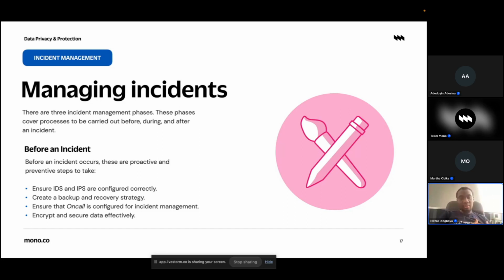Secondly, is to create a backup and recovery system. What this does for you is that in the eventuality of an incident, you have something to fall back on. So if the impact of an incident is so high that data was actually collected or data was deleted.